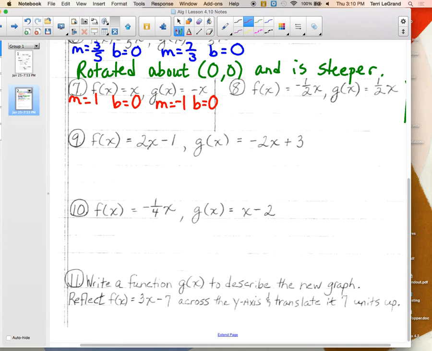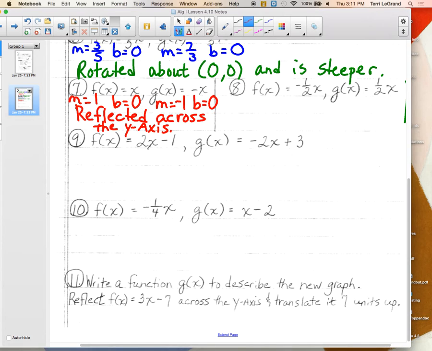How about a reflection? Are the slopes opposites of each other? Yeah, so we would say that this is a reflection. So here's how we say a reflection. Reflected across the, and we said we're only going to talk about reflections across the y-axis. So reflected across the y-axis.